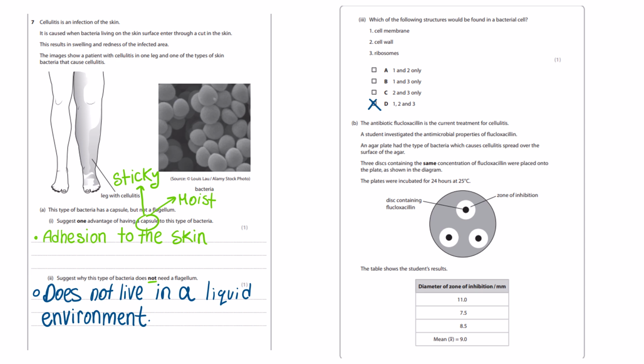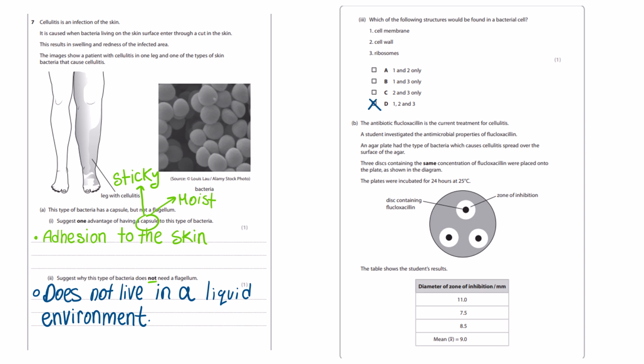Let's move on. Question triple I. Which of the following structures would be found in bacterial cell? Okay, so first of all, the cell membrane is present. The cell wall is present. Ribosomes are present. However, if they told you a cell wall made of cellulose, then it would be incorrect. However, just because it's cell wall, which is going to be made up of peptidoglycan, therefore our answer is going to be 1, 2, and 3, which is D.